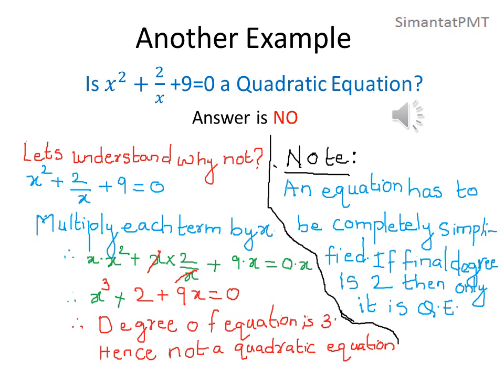So what is the degree of the equation? Degree means the highest index of the variable. Here it is 3. And what is a quadratic equation? The highest index should be 2 for it to be a quadratic equation. Therefore, the given equation is not a quadratic equation. Please have a look at the note. An equation has to be completely simplified. If the final degree is 2, then only it is a quadratic equation.